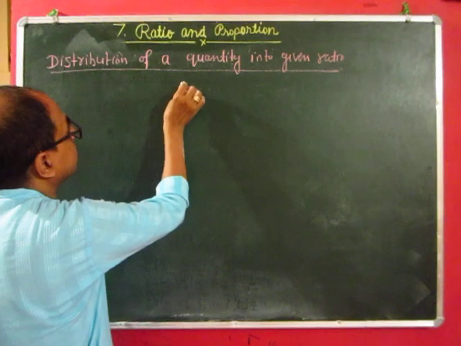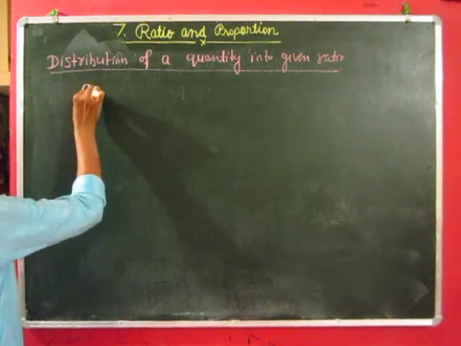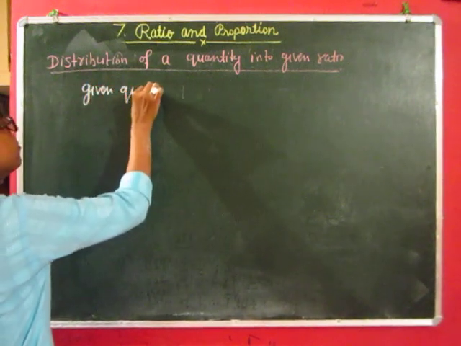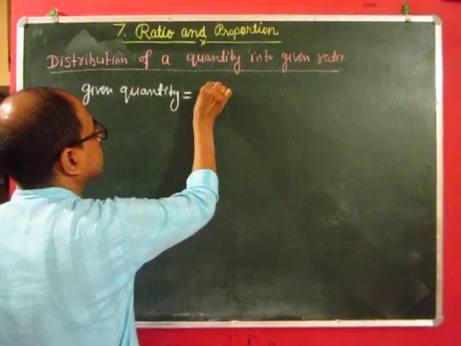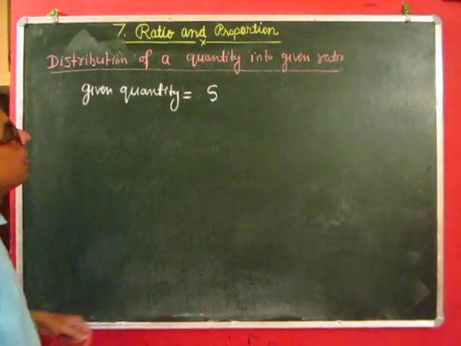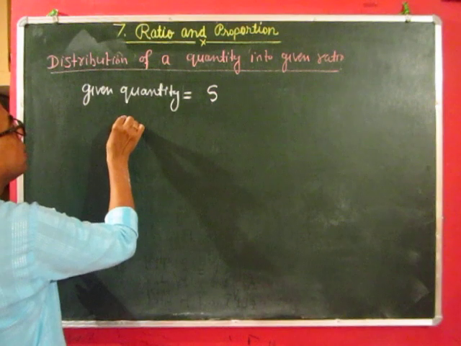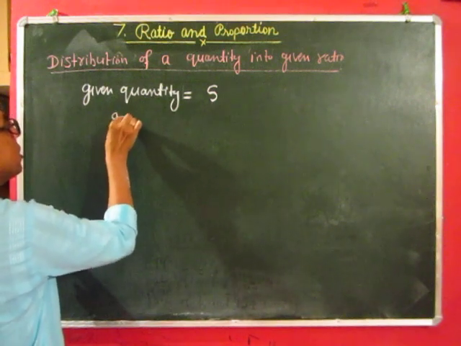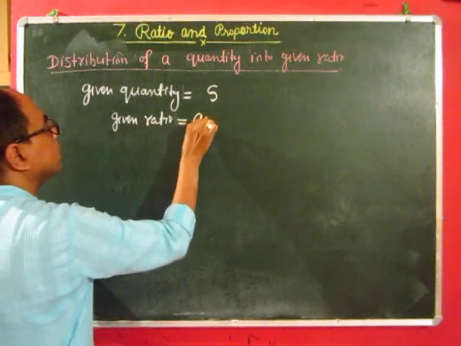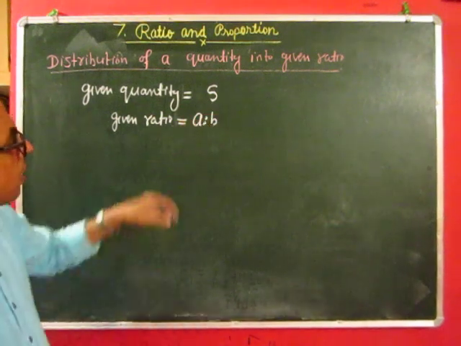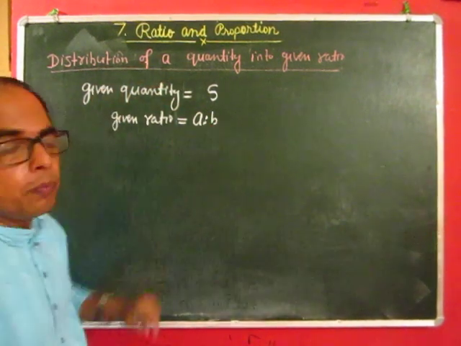Suppose a quantity S is given to you. Let the given quantity be S. Now you have to distribute this quantity into two parts whose given ratio is A is to B. Suppose you have to distribute this quantity S into two parts whose ratio is A is to B.